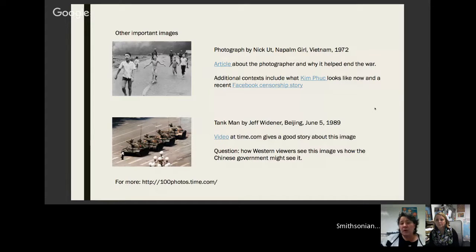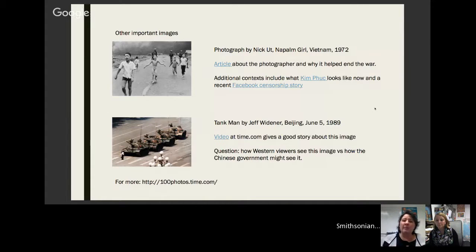So the top photograph you're familiar with, it's Napalm Girl by Nick Ut. There's an article here that's an interview with him. He talks about the experience of photographing and why he photographed it and how it helped to end the war. And it makes for an interesting conversation about the use of photojournalistic images.